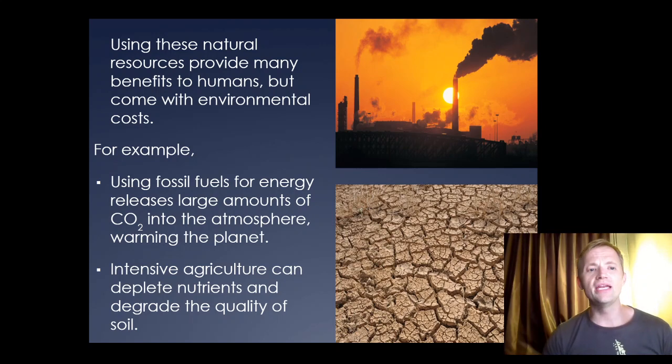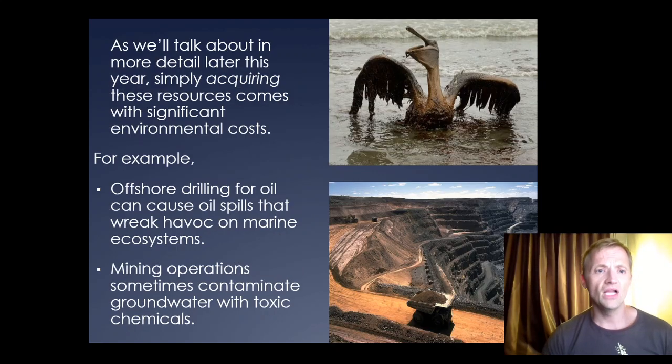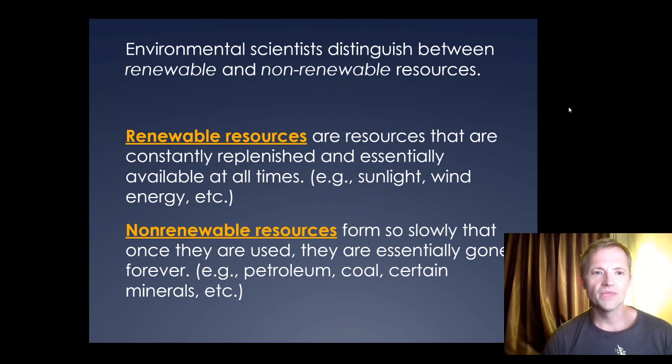Those are going to be the two main examples that we're going to talk about throughout this year, but there's going to be so many that we actually will. And as we'll talk about in more detail later this year, simply acquiring these resources comes at environmental costs. I think I kind of spoke on that, but just think of all the necessities that we need and all the complex interactions with the environment that they require just to get these types of things. So offshore drilling for oil can cause oil spills that wreak havoc on marine ecosystems. Mining operations sometimes contaminate groundwater with toxic chemicals leaching out. So, there's a lot of negative side effects of these things that we need on our planet.